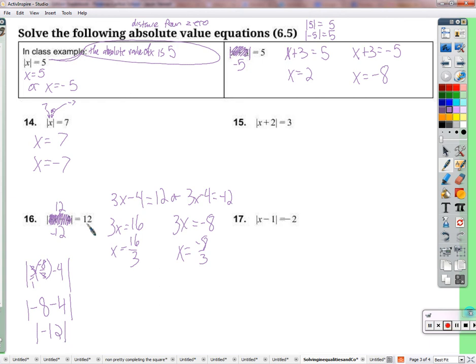We figured out the number that we need to plug in for x that would cause the inside to be negative 12. We also figured out the number we have to plug in for x for the inside of the absolute value to come out to be positive 12. Let me show you, Hayden, what I was thinking you meant. And if I'm wrong, let me know.